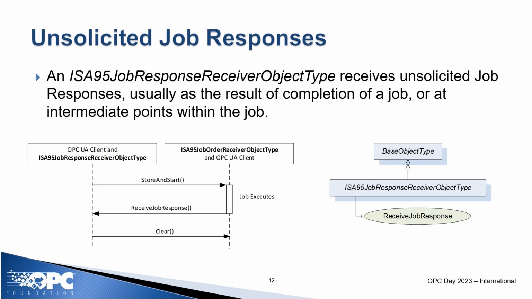The other case we have is the job response receiver object type. In this case, you have to have the servers on both sides, essentially. You have an OPC UA client and a server that contains the job response object receiver type. So basically, you send down the store and start, and that job will execute, and when the job is finished, it will send it back using the method to say, hey, receive this job response.